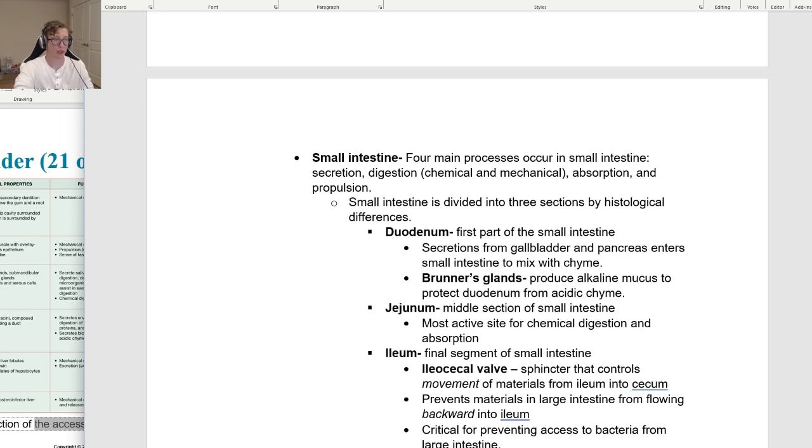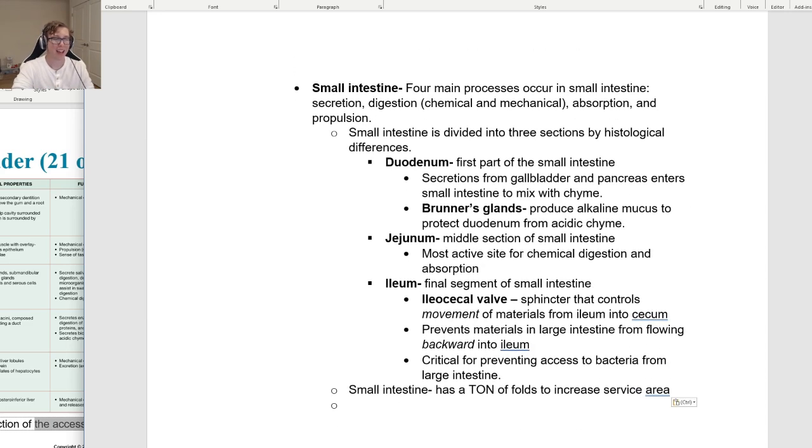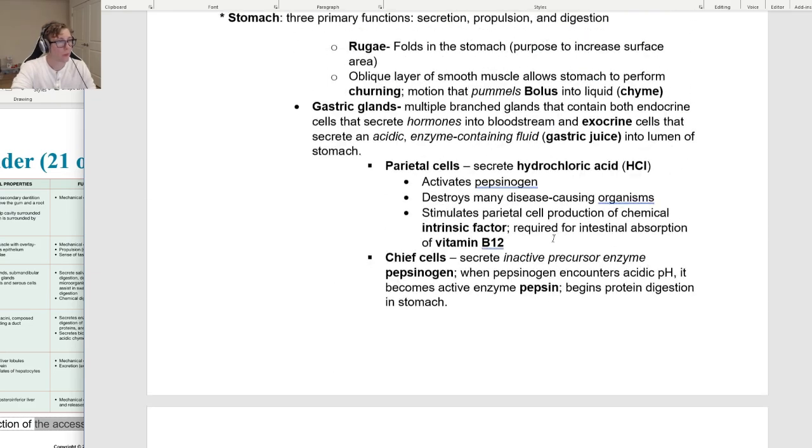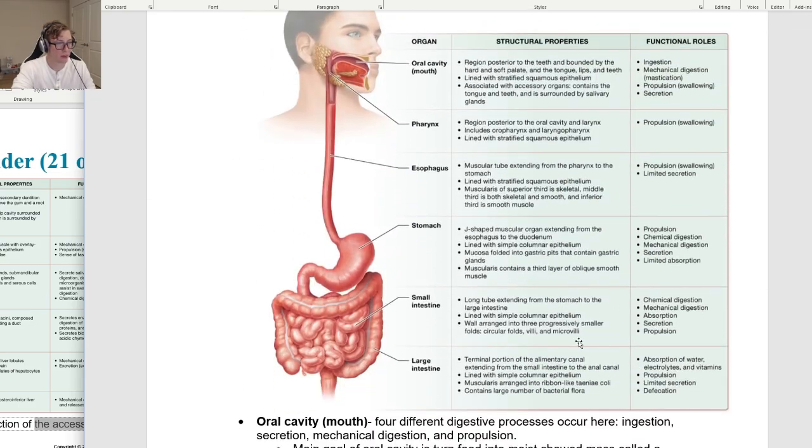Now, let's get into the meat and the potatoes of this small intestine and how so much magic is going to happen in here. That's just first off defining some of the anatomy. Now let's get into how this is going to work. It has a ton of folds. And again, those folds increase surface area. If we go back to it up here, you can see that the walls are arranged into 3 progressively smaller folds. You have circular folds, villi, and microvilli.